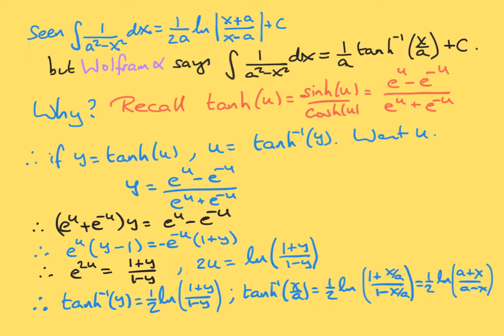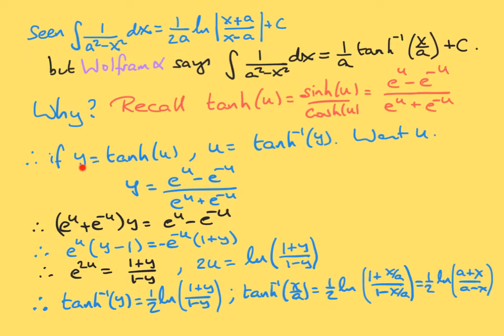Well, let's start off by remembering what tanh is. It's sinh over cosh. Sinh of u is e to the u minus e to the minus u, all divided by 2. Cosh of u is e to the u plus e to the minus u, all divided by 2. And those factors of 2 cancel. Write it out with pen and paper if you need to.